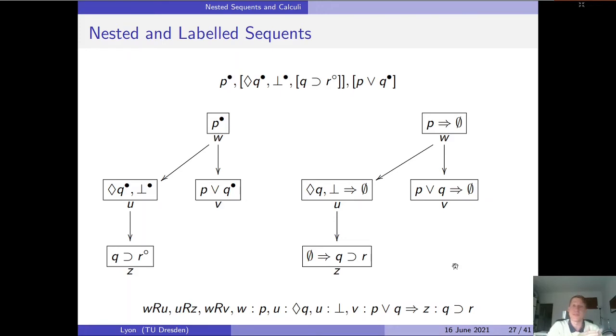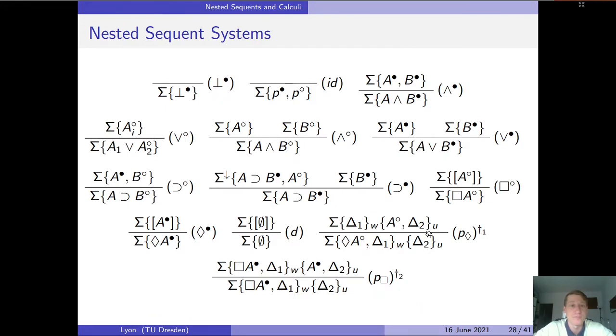But to go in the opposite direction, it must be the case that your labeled sequent has a tree-like structure. And so I'll explain a little bit later how to process proofs in the labeled sequent setting to ensure that all the labeled sequents are trees, and therefore the proof itself can be translated into a nested sequent proof.